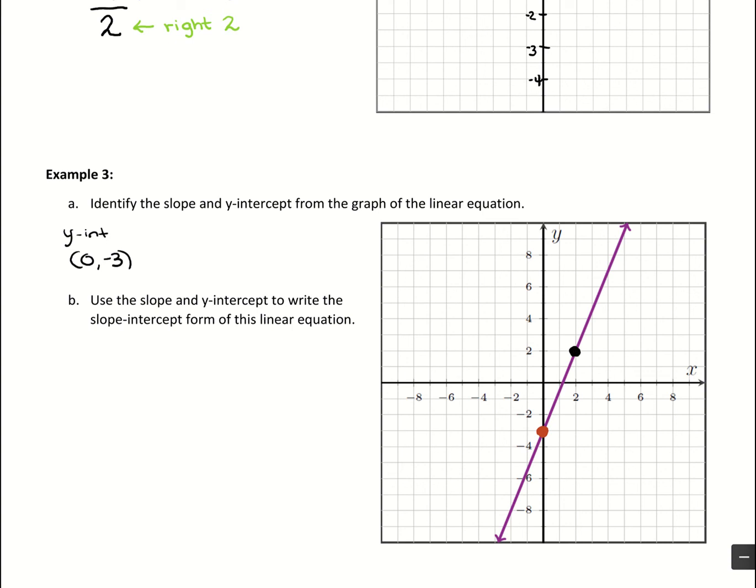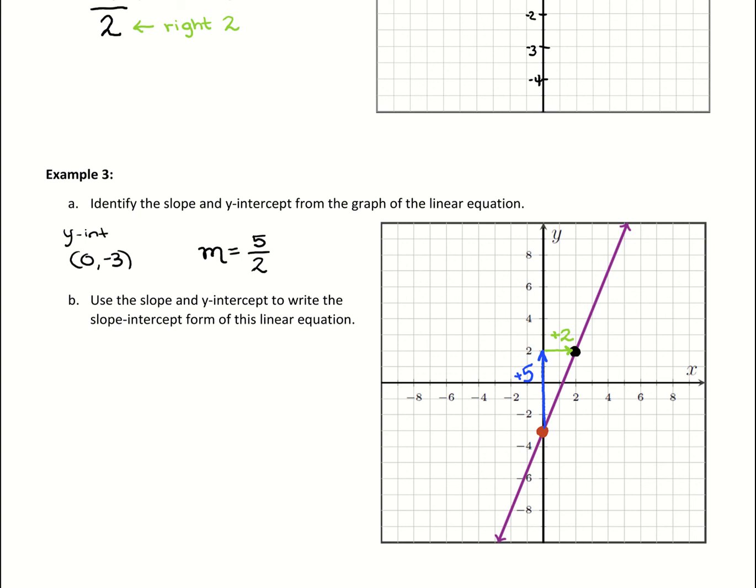And what I need to do is figure out how can I get there. So I need to move up, and it looks like I'm moving up a distance of 5. So we're going to have a positive 5. And then move to the right 2 units. So I'm going to move right, so that's positive 2. So for slope, we're going to have a positive 5 over positive 2.